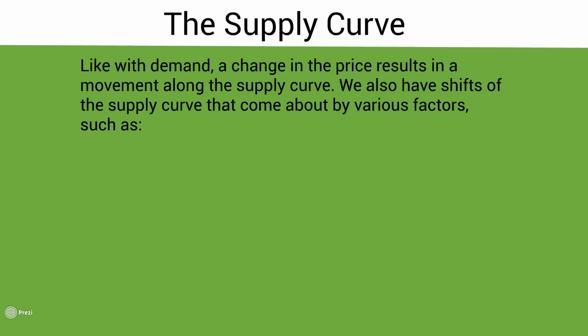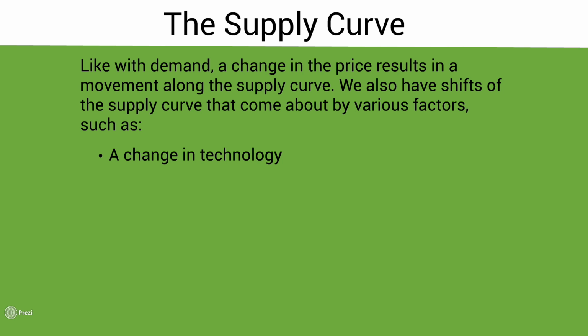We also have shifts in the supply curve that come about due to a variety of factors, such as a change in technology. An advancement in technology would increase the productivity of a firm. Productivity is a measurement of input to output. If productivity rises, then a firm is able to produce more output from a given amount of input.